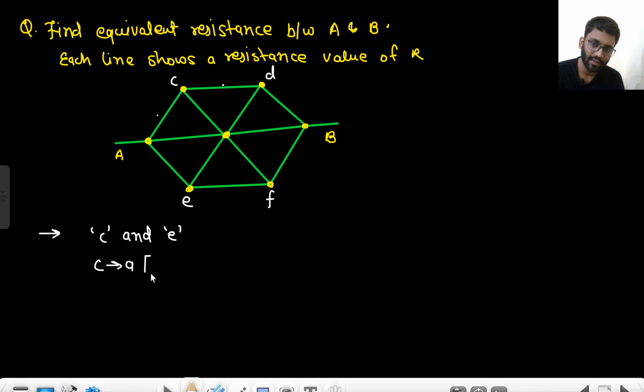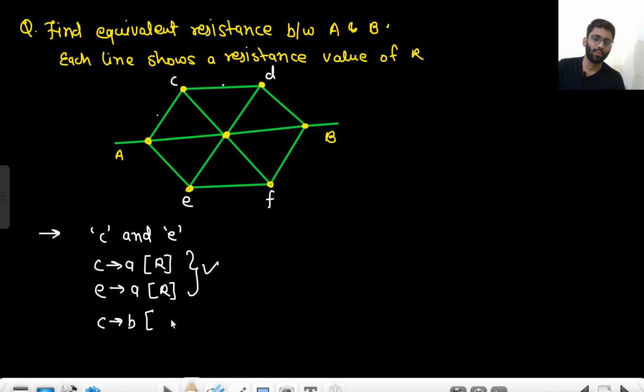C is coming to A, taking R. E is coming to A, it is also taking R. Okay, so this is becoming the same. Good. Now C will go to B as well, because we are checking with respect to A and B. So it is going with this path: R plus R, 2R we can say. And E will go this way. So it is also taking the same path. C is taking this path, and E is taking this path. So the same path they are taking, right?